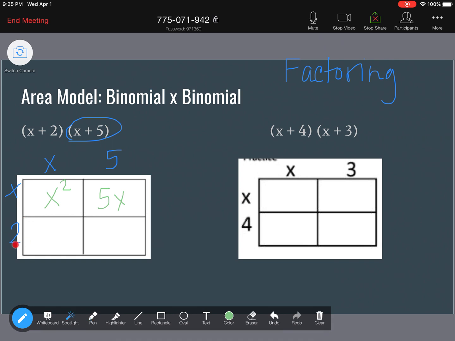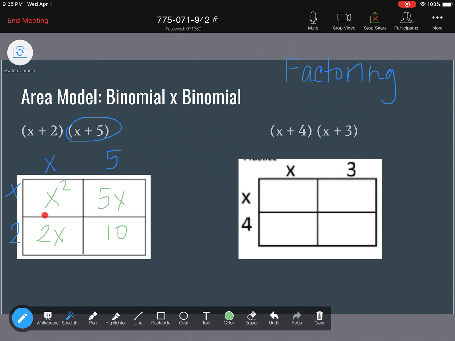We're going to take the 2 and the x to fill in this box, and we get 2 times x, which is 2x. And the 2 and the 5, multiply them together, you get 2 times 5, which is 10. Okay, now we need to be able to take it out of this area model. We're going to combine our like terms.